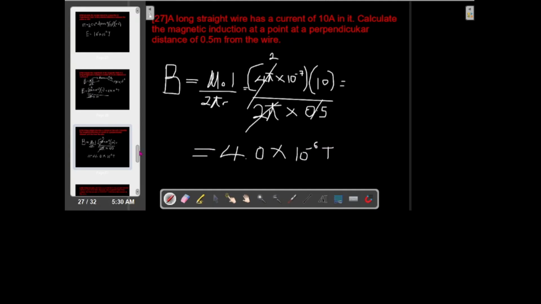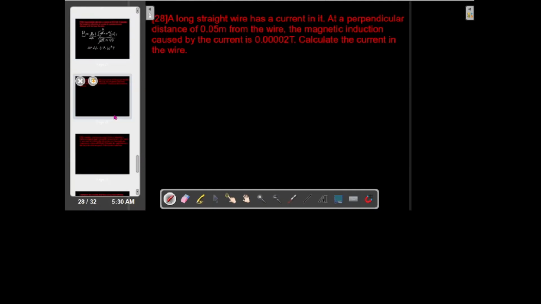Now the next question. A long straight wire has a current in it. At a particular distance of 0.05 meter from the wire, the magnetic induction caused by the current is 0.000002 Tesla. Calculate the current in the wire. Of course this question is twisted a bit, but it's still the same question. We're still dealing with the same wire, so we have to use mu naught I over 2 pi r.